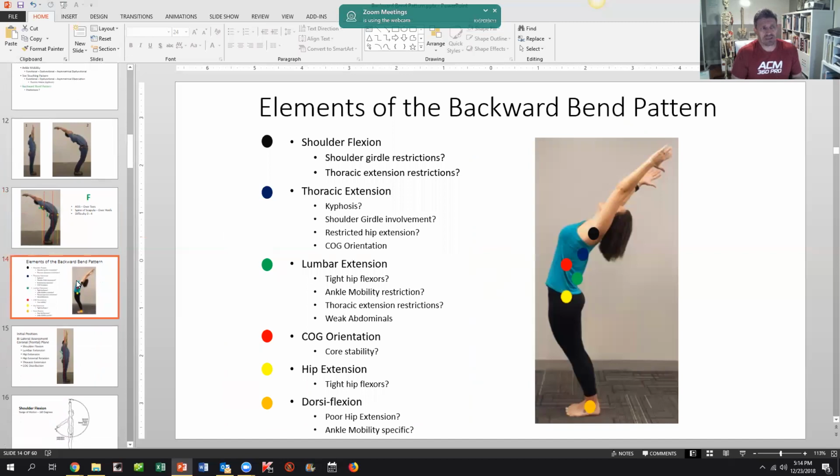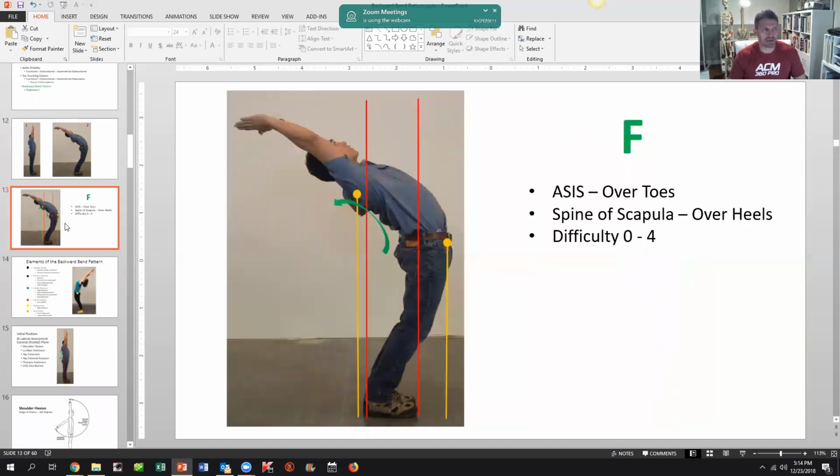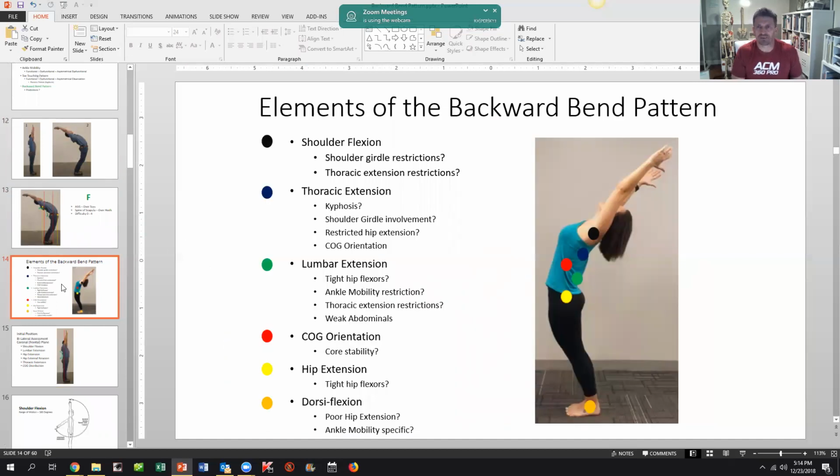Let's take a look at the elements of the backward bends so you can start putting some of these pieces together. We're not just looking at one thing, we're looking at many things. That's why each one of these movement patterns can really help us see a lot more than what we're actually seeing on the surface. The first thing I look at is shoulder flexion. I'm looking to see if the person actually has the ability to raise their arms standing overhead into a 180-degree shoulder flexion position.